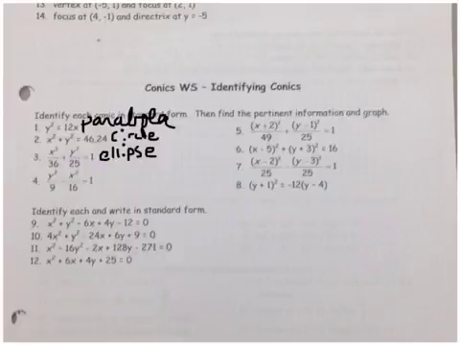Ellipse. Now, the next one has a subtraction sign. So what is it? It's a hyperbola. Now look at number 5. What do you think that one is? It's an ellipse. It's got the fractions, it's got the 1, it's got the plus sign, it's an ellipse.